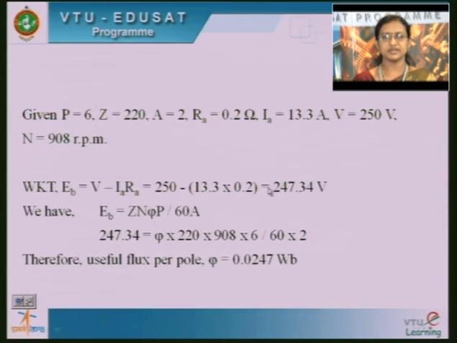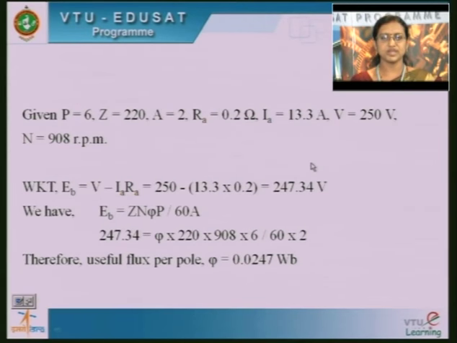Now, collect the data given. In this, P is equal to 6, Z is equal to 220, A is equal to 2, the armature resistance RA is equal to 0.2 ohm, the armature current IA is 13.3 ampere, and the voltage V is equal to 250 volt. The no load speed is 908 RPM. We know the equation for EB in terms of the supply voltage: EB is equal to V minus IARA.